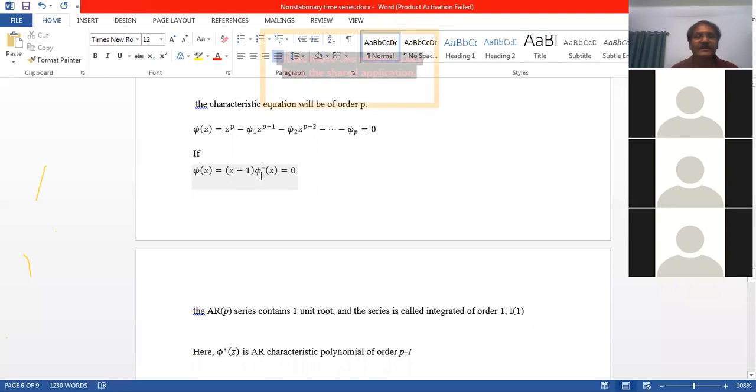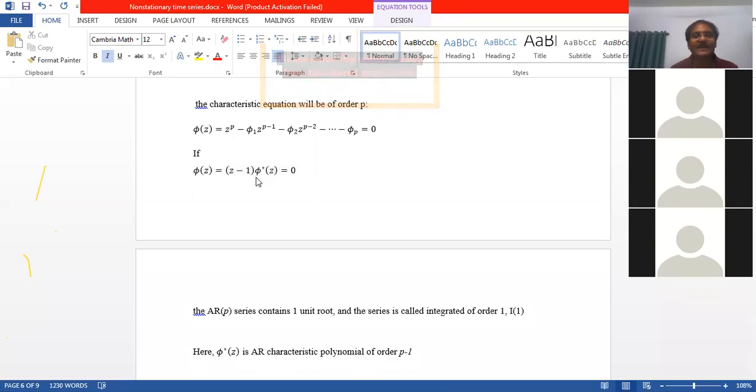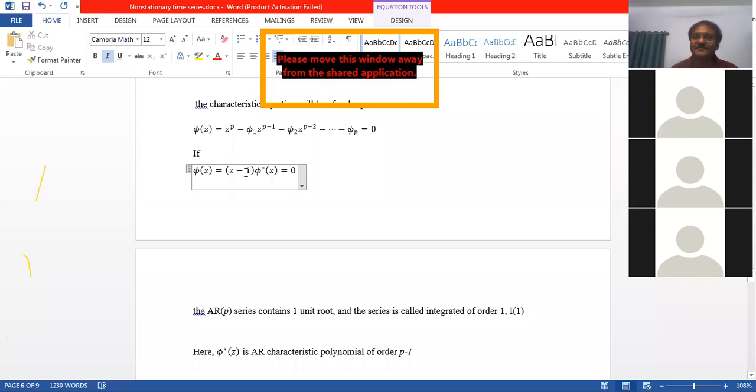So obviously, this part of the polynomial phi star z will be a polynomial of order p minus 1, because phi of z is originally of order p. So we have taken one z outside, and the remaining part will be a polynomial of order p minus 1. If you can express this polynomial in this form, by solving this you have z equal to 1.